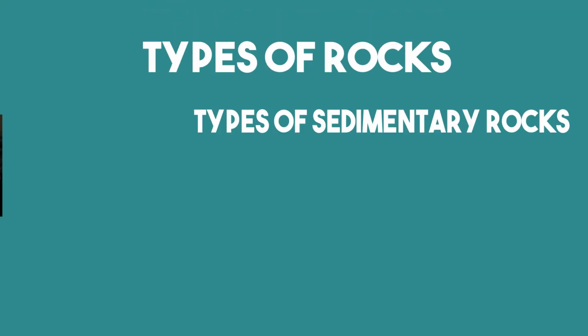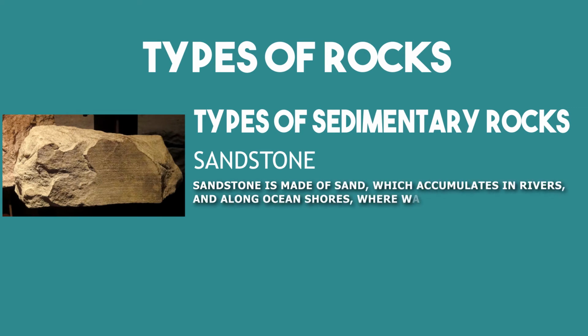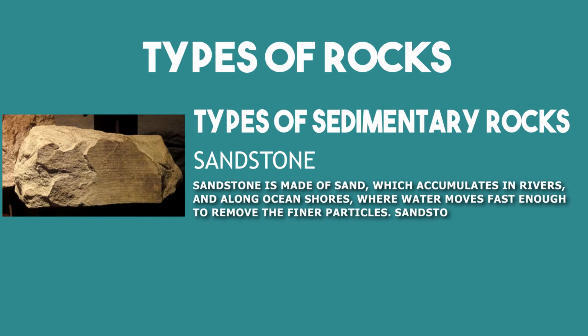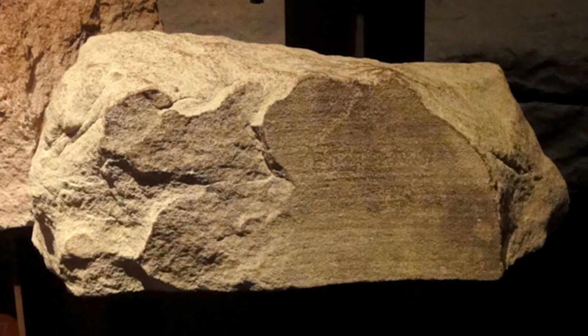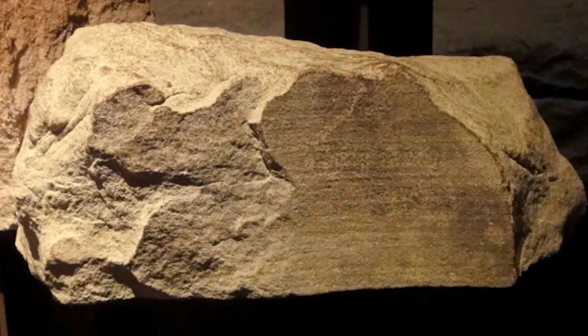Now let's look at sandstone. So sandstone is made up of sand which accumulates in rivers and along ocean shores where water moves fast enough to remove the finer particles. Sandstones can also be deposited by winds to form sand dunes. Let's have a look at what sandstone looks like. I wonder what the durability would be like as well. That looks so cool as well.